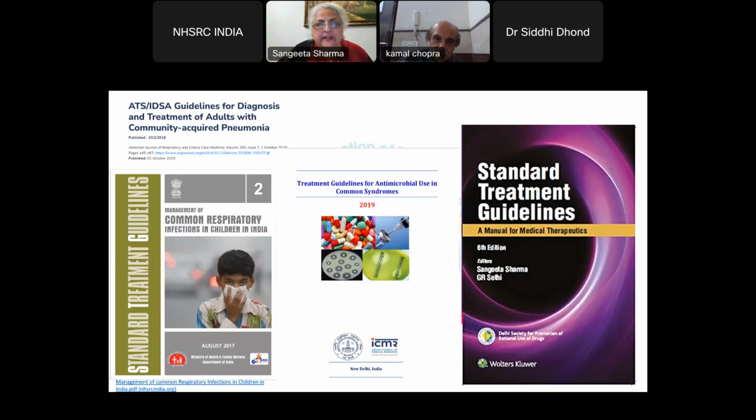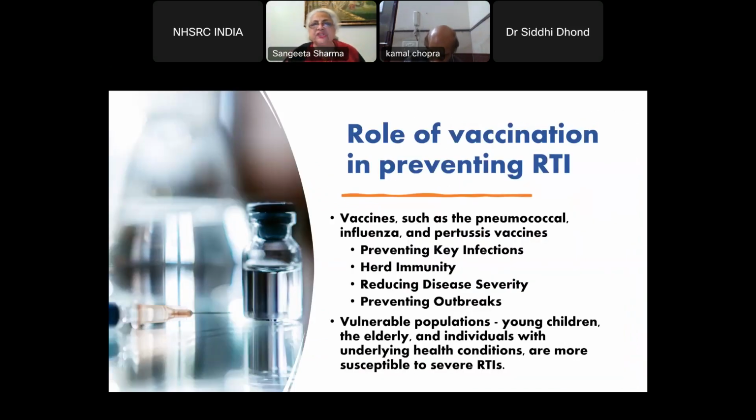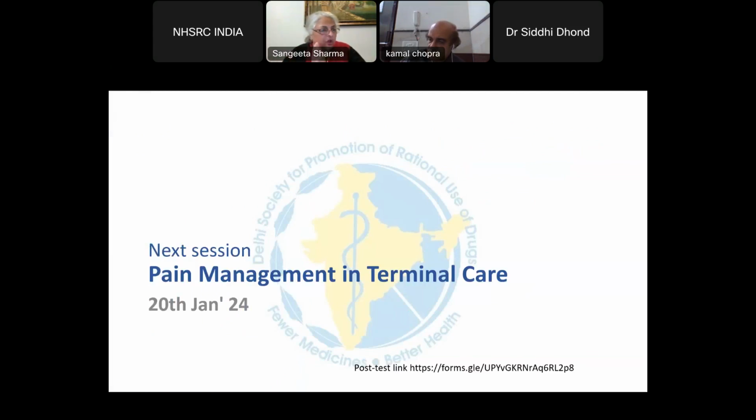And as I said, these guidelines have been there. You can follow any of these, but adhere to these guidelines. And of course, vaccinations have a role. Vaccination, particularly for those who are vulnerable: the very young, the elderly, people with diabetes, underlying heart disease, who are susceptible to severe infections. So they must use this. Earlier cost was a consideration, but considering the benefits of vaccination, this cost would be reduced. And vaccination in general will prevent key infections. It will develop herd immunity, reduce disease severity, and prevent outbreaks. I think I'll stop here.